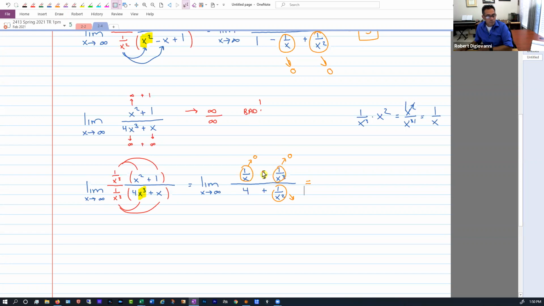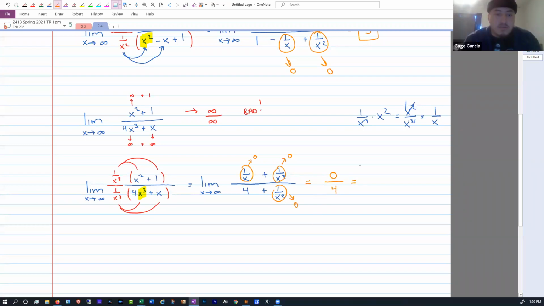Would it be 0, right? 0 plus 0, right? So you're going to have 0 on top. And on the bottom, Gage, what are you going to have? The 4. And 0 divided by 4 is not a problem, okay? 0 divided by 4 is 0. And so your answer is 0. You can't have 0 on the bottom. You can have 0 on the top, but you can't have it on the bottom.